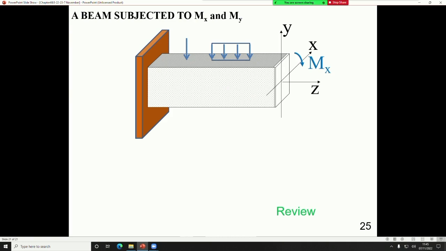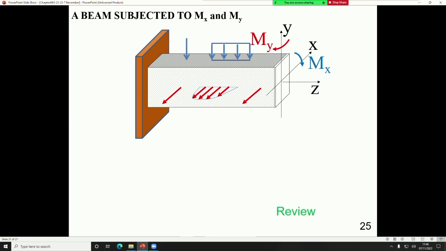So these are very similar to examples I showed you earlier. If I apply these loads, they bend the structure about the X axis. So I've written it as MX here. Now, if I have these shear forces and distributed loads in the XZ plane, what is the bending moment applied about? That's correct. So the bending moments are applied about the Y axis.